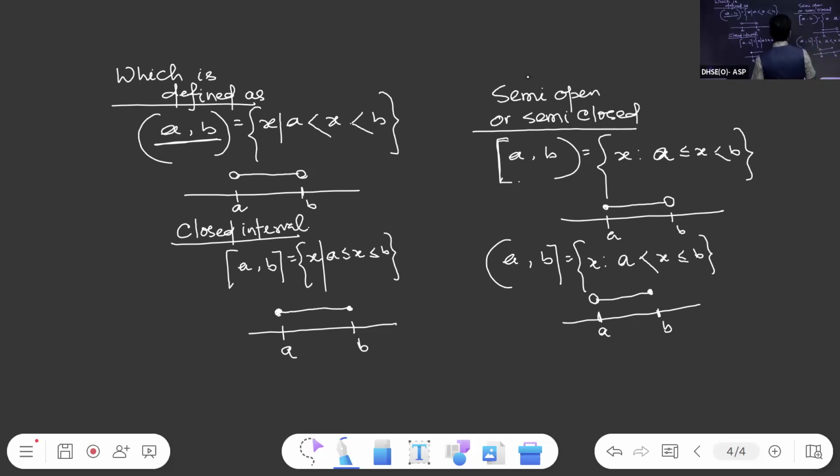Then come to the solution of inequations. First come to linear inequation in one variable.